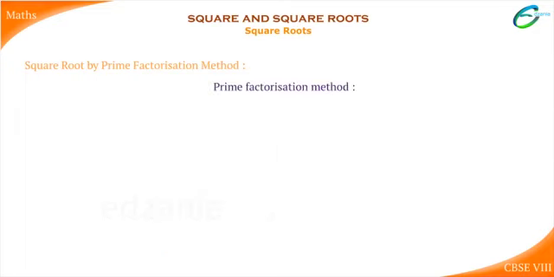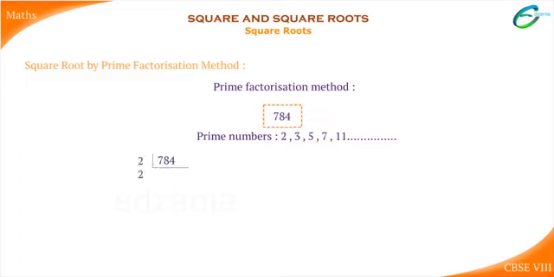First of all, we have to prime factorize 784. We already know the prime numbers, right? Using prime numbers, we have to divide 784 to get prime factors of 784. Take 784 and follow the steps. Check if 784 is divisible by 2 or not. Yes, 2 times 392 gives us 784.